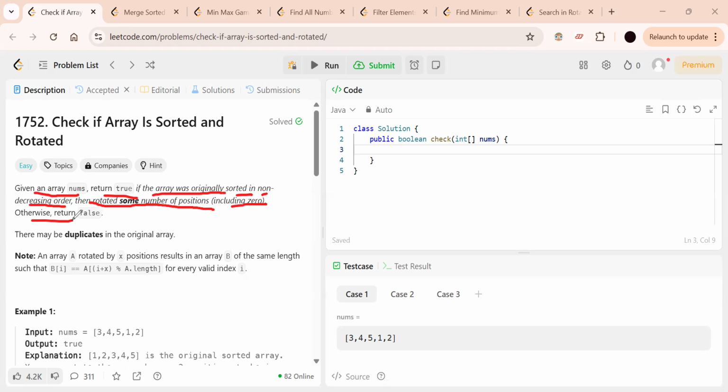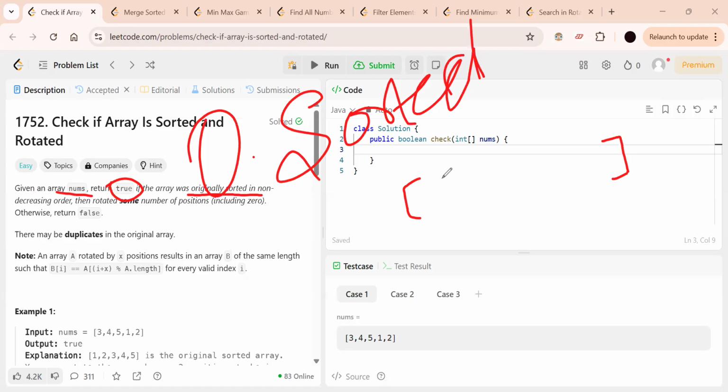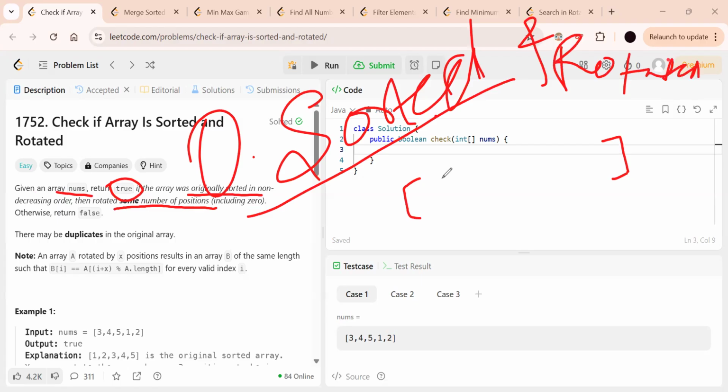Okay, let's take it step by step. So they have given us an array. And next thing is we have to return true if the array was originally sorted in non-decreasing order and then rotated some number of positions, which means the array is sorted and rotated. So if it is sorted and rotated, then return true. If not, return false. That's all.